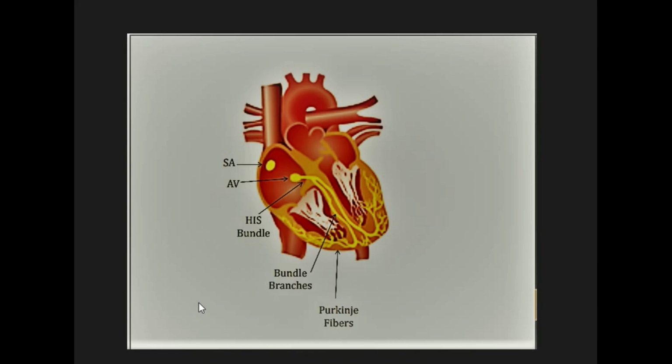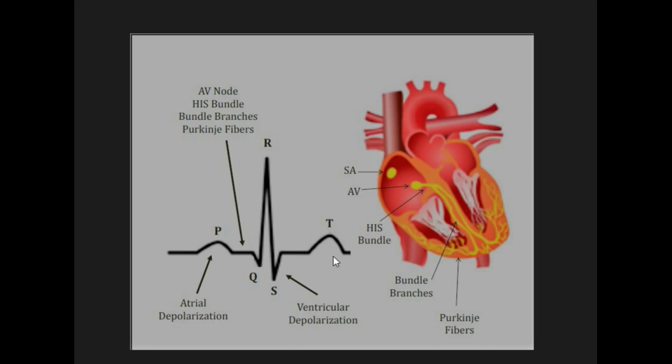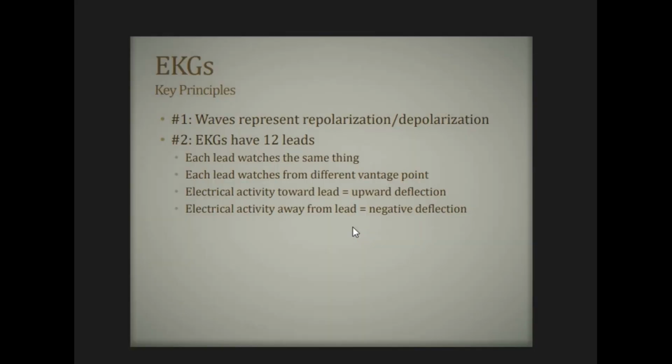As on your screens, you can see the basic structure of the heart. There is the SA node, AV node, the bundle branches, and the Purkinje fibers. On this screen you can see the basic structure of the ECG. The ECG consists of a P wave, a QRS, and a T wave. The P wave is indicative of atrial depolarization, the QRS complex is indicative of ventricular depolarization, and the T wave is indicative of ventricular repolarization.